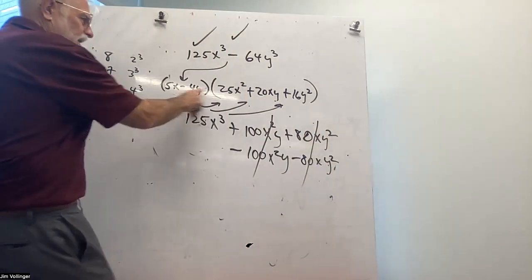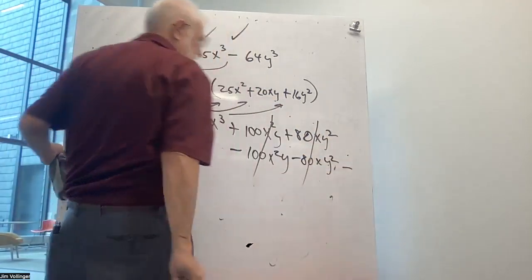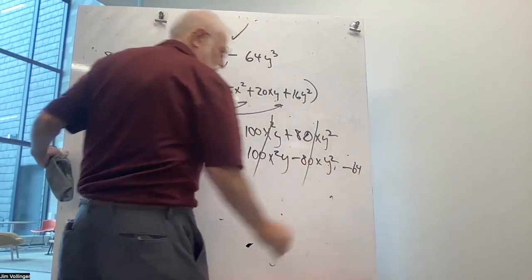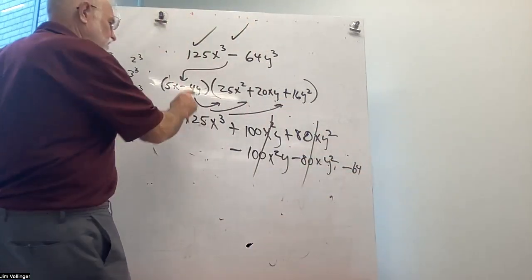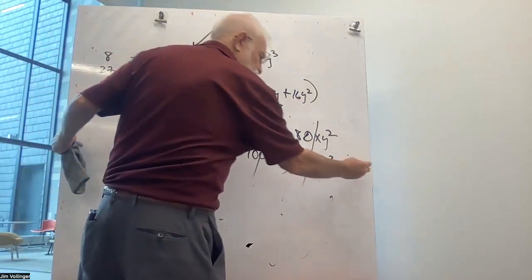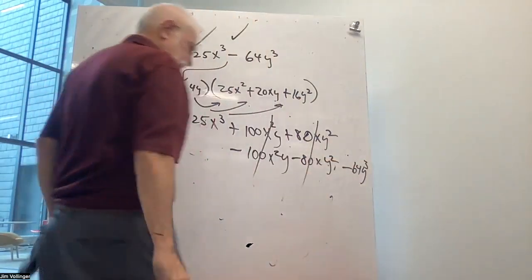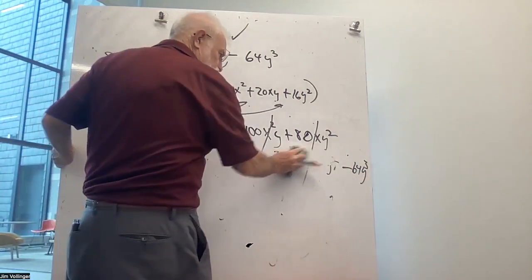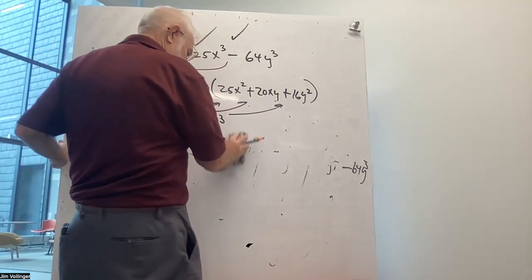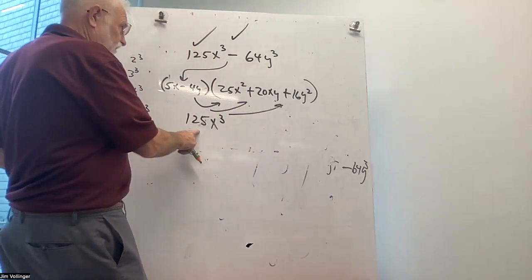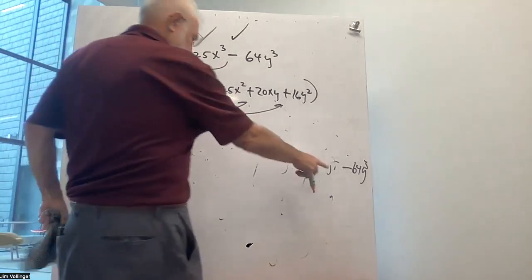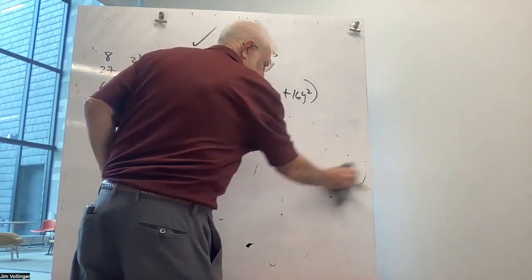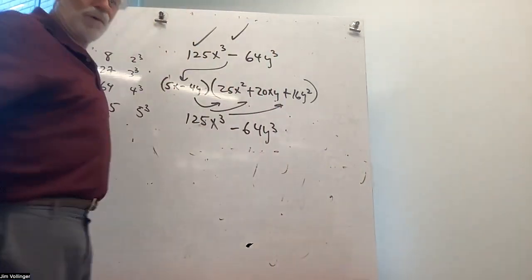And now minus times a plus is a minus. And I get minus 4 times 16, which is minus 64. Hope you can see everything good. And y times y squared is y cubed. Okay, so this gets some cancellation. Middle terms disappear. And I've got 125x cubed minus 64y cubed. Oh, that's what I started with. I guess I can do that.